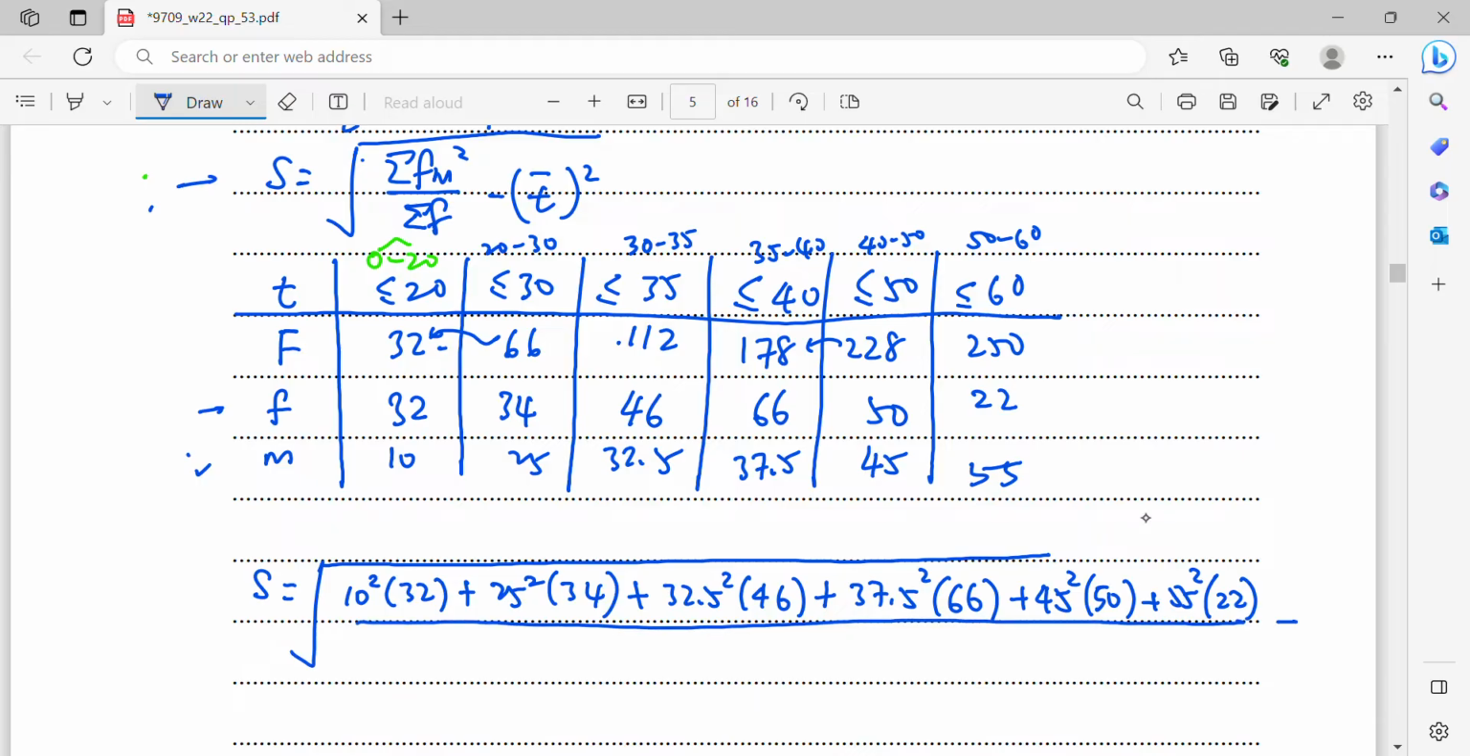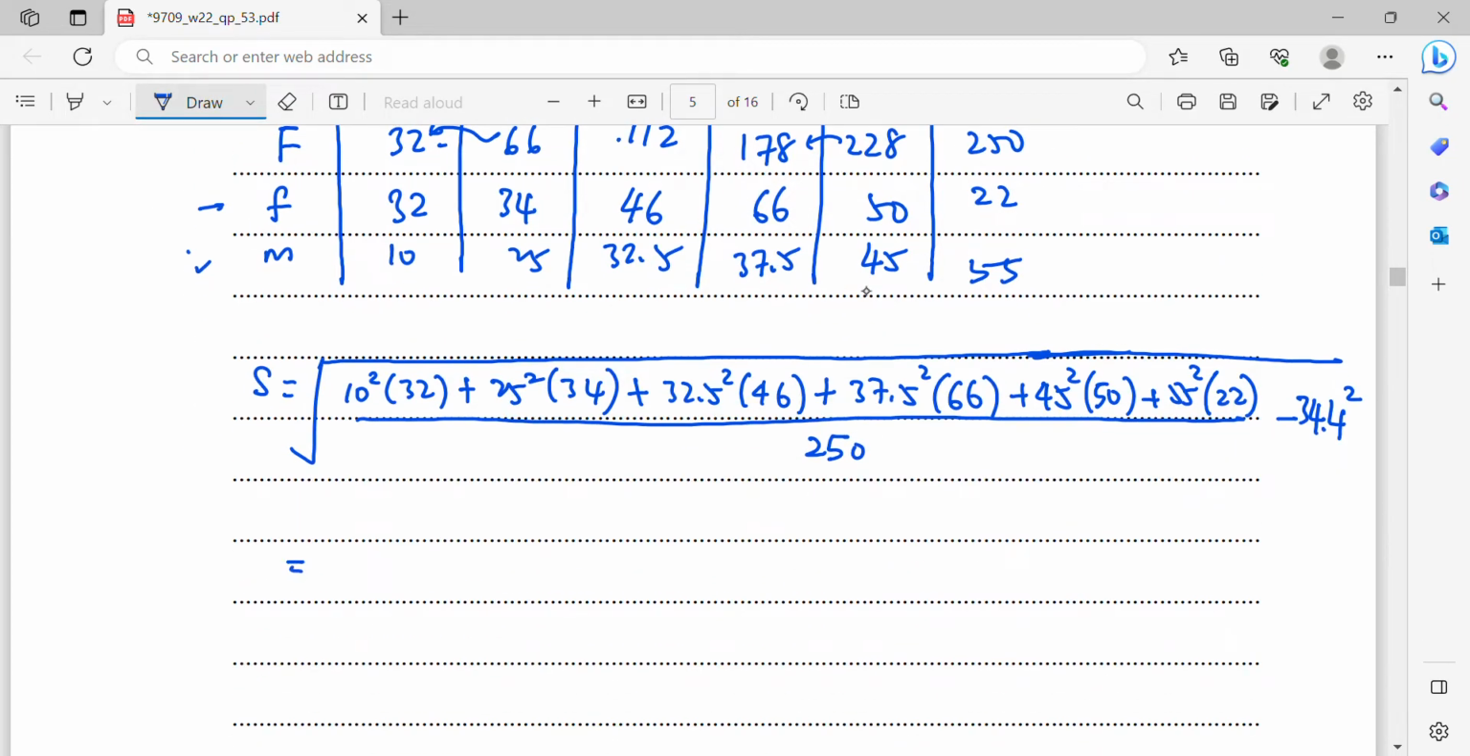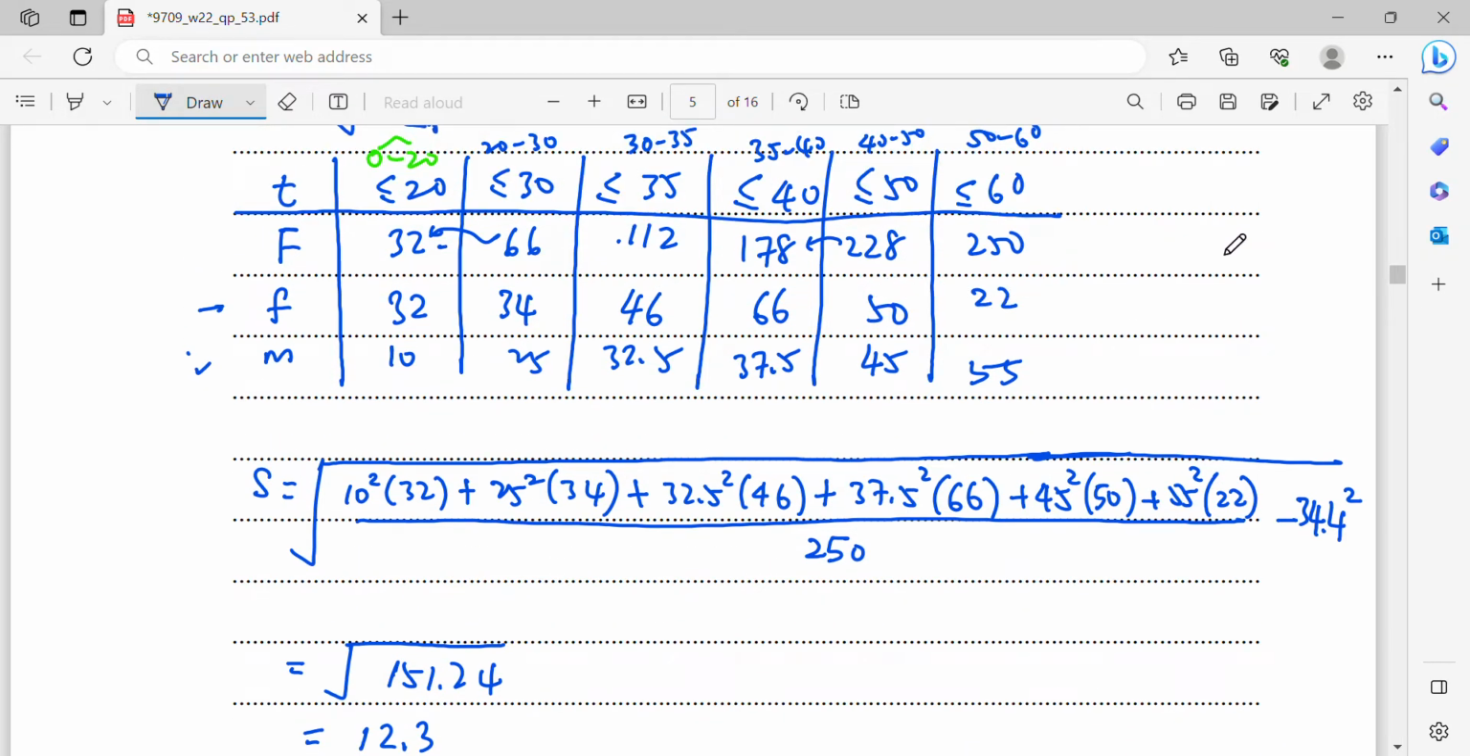the total. Total is 250, minus the mean squared. Okay, the mean is 34.4. So I need to square this. Alright, so this is the standard deviation formula. So now, you can count the total here, or you just count all in one shot, so it will be square root of 151.24. Or otherwise, you can just count the numerator answer first. So from here, at last, you will be getting 12.3. Okay, so this is the solution of this question.